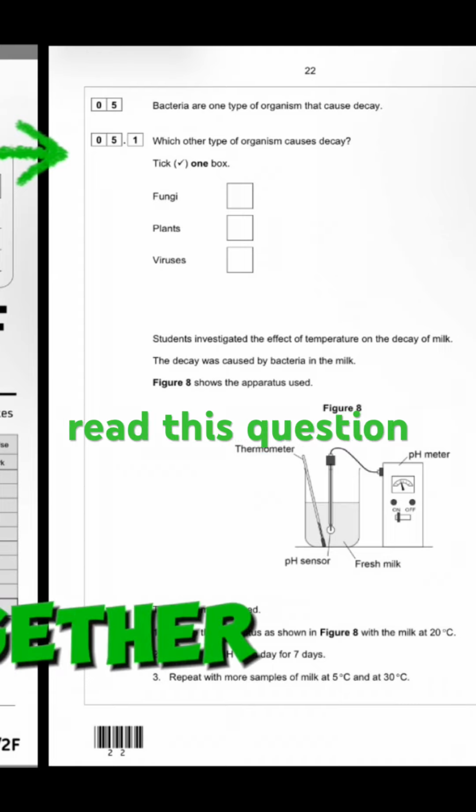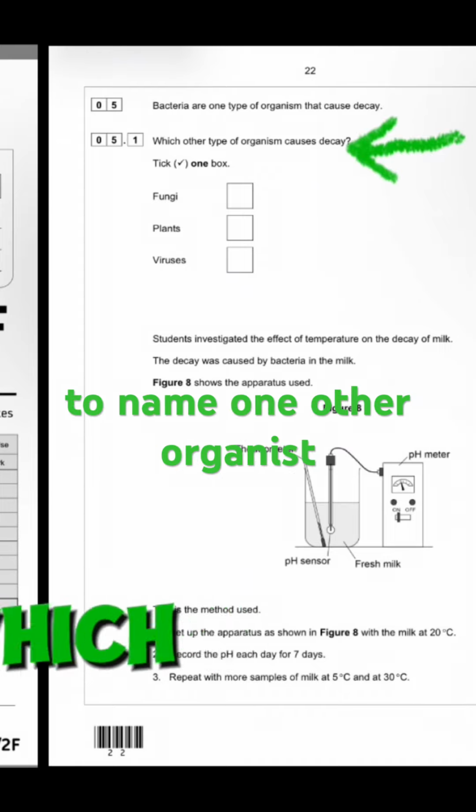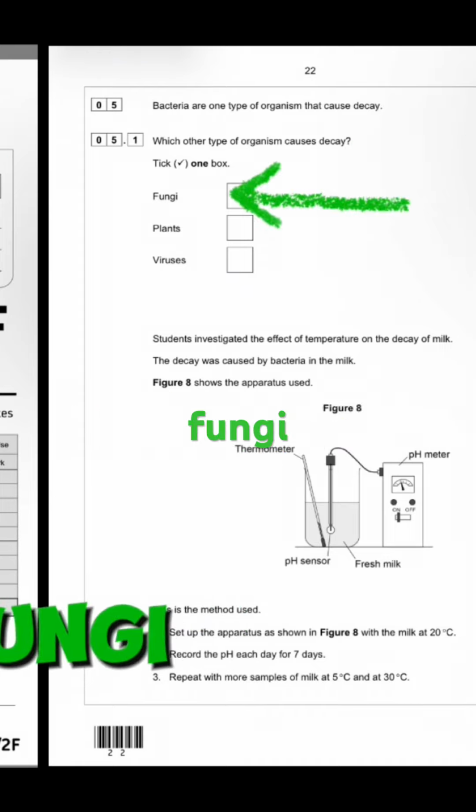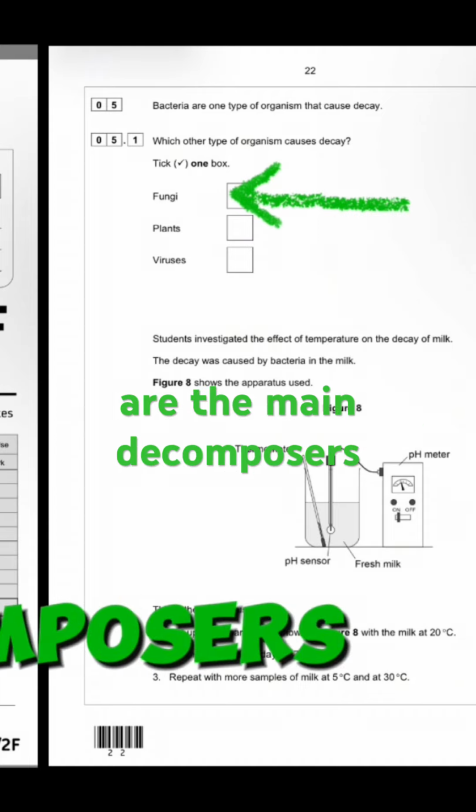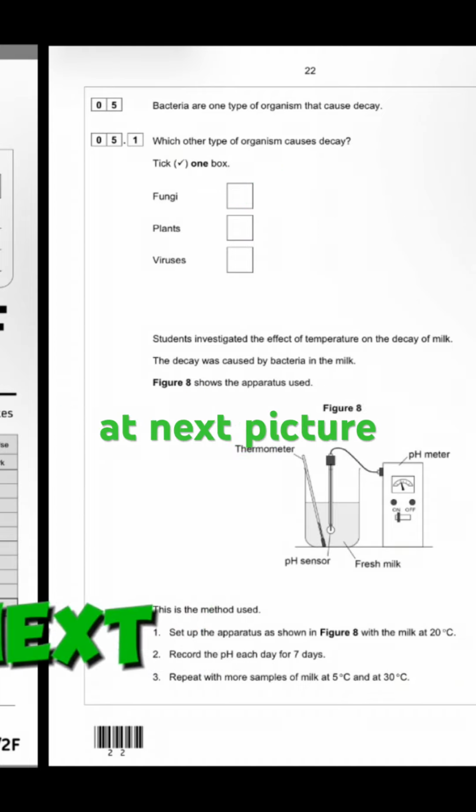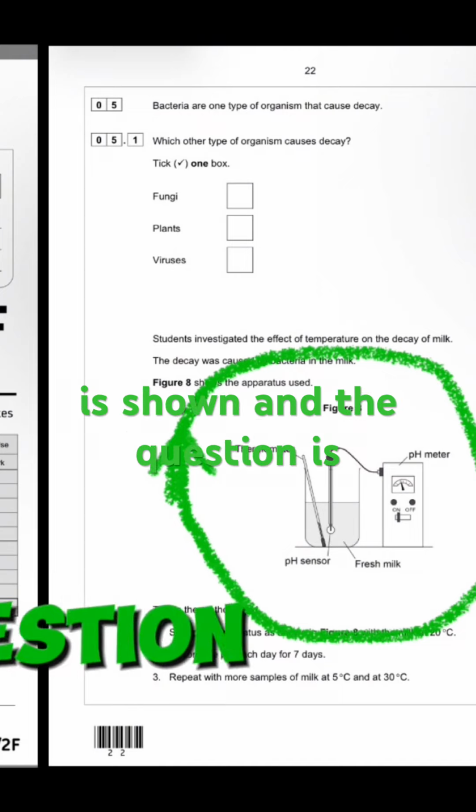Let's read this question together. It asks to name one other organism which decomposes and decays, and the answer is fungi. Along with bacteria, these are the main decomposers. And now let's take a look at the next picture. In Figure 8 apparatus is shown, and the question is 5.2.